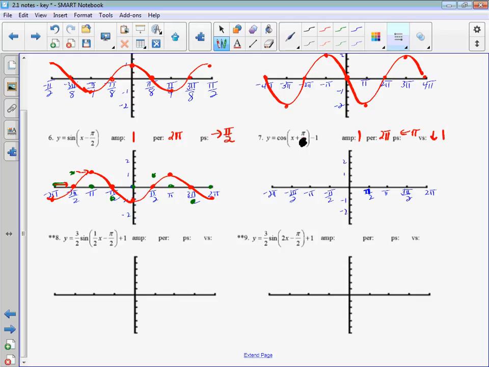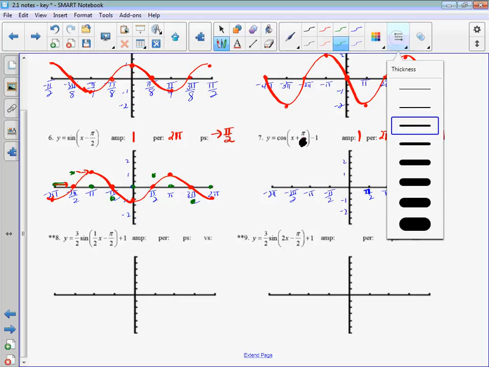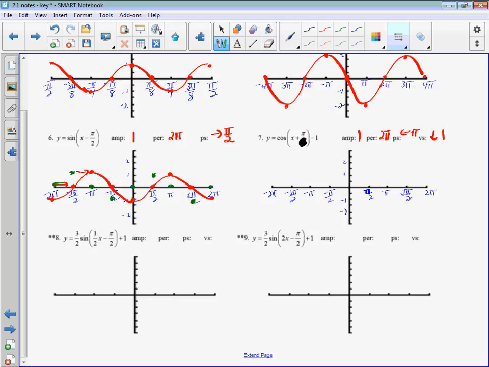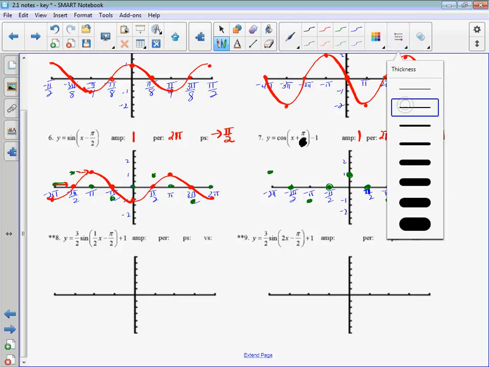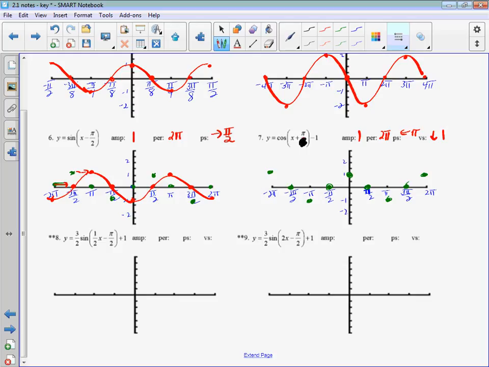All right. In green, again, I am doing the parent graph points. So does cosine start at 0, 0 or 0, 1? 1, right? So green dots for the parent graph. That's just your cosine graph, kind of looks like a W, just the parent graph.